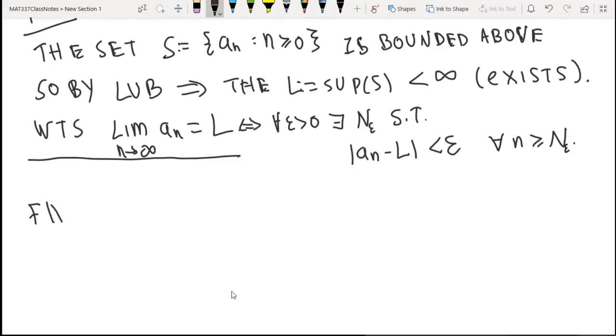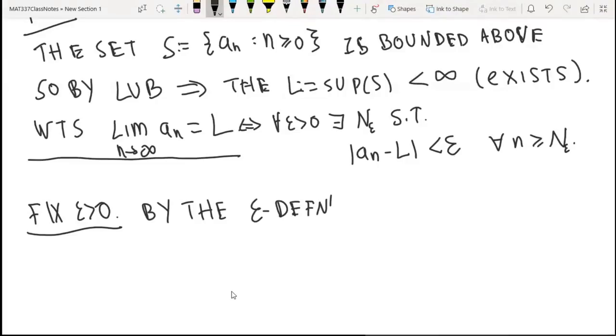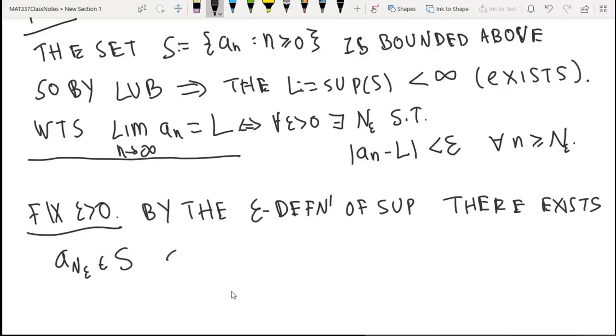Okay, so fix epsilon. Then by the epsilon definition of the sup, there exists an element a_{N_epsilon} in S such that L minus epsilon is strictly less than a_{N_epsilon}, which is less than or equal to L.